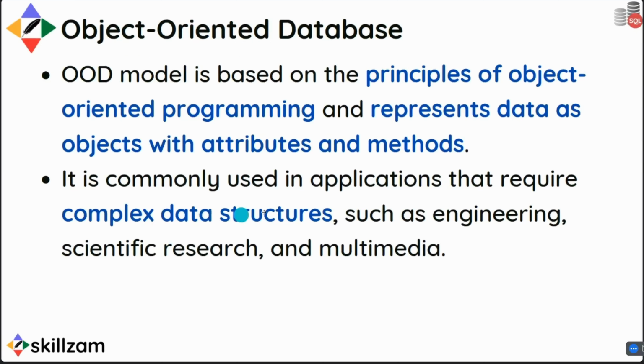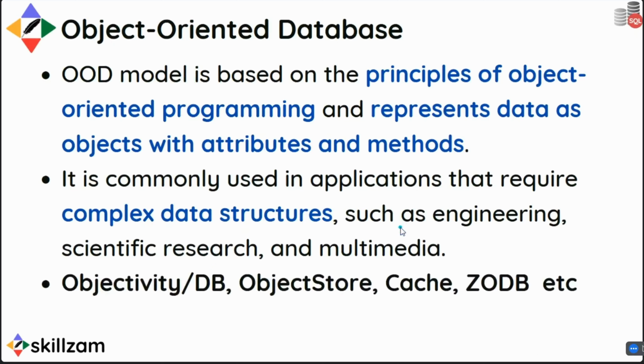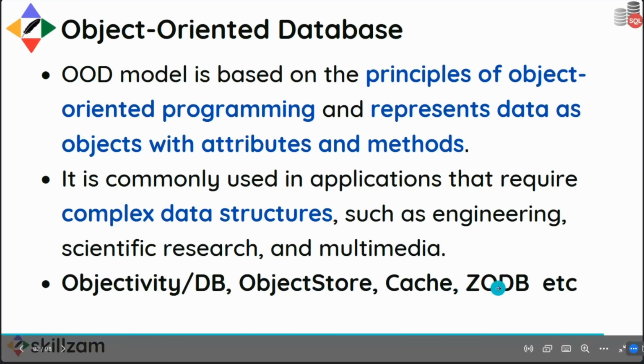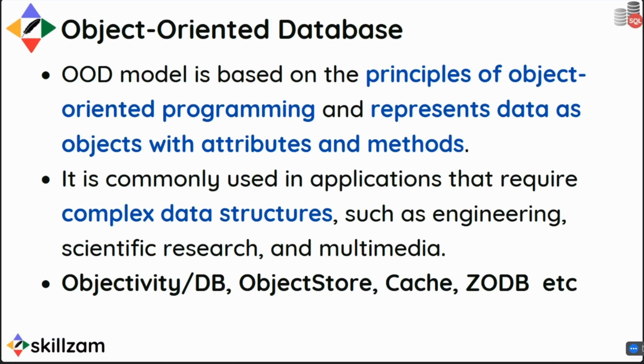So very complex data structures use this kind of database, like in scientific research, engineering, and multimedia. Some examples are ObjectStore, Cache, ZODB, and Objectivity. These are all examples of object oriented database management systems.